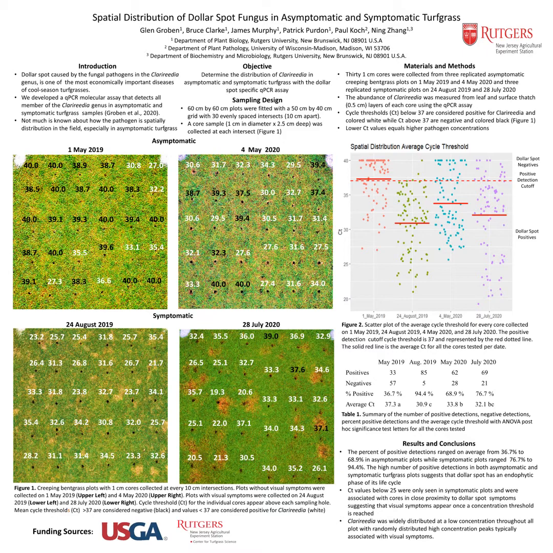Not much is known about how the pathogen is spatially distributed in the field, especially in asymptomatic turfgrasses. The objective of the study was to determine the distribution of Clarke in an asymptomatic and symptomatic turfgrass with the dollar spot specific qPCR assay.